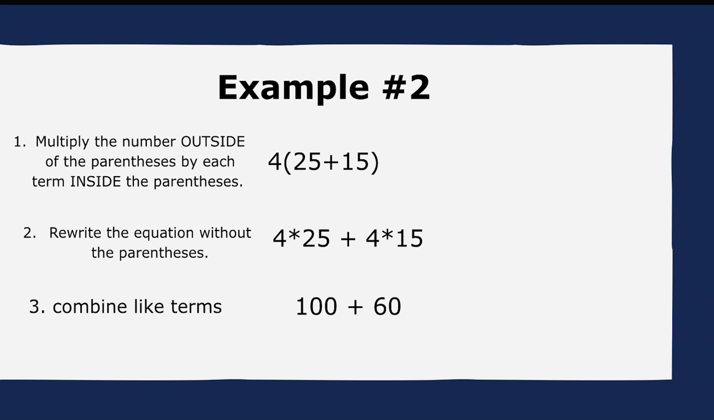So 4 times 25, that's 100, and 4 times 15, that is 60. Those could be like terms. They're not X or Y, so that'd be 160. That is our answer. We still did the distributing. We distributed the 4 to the 25 and to the 15.